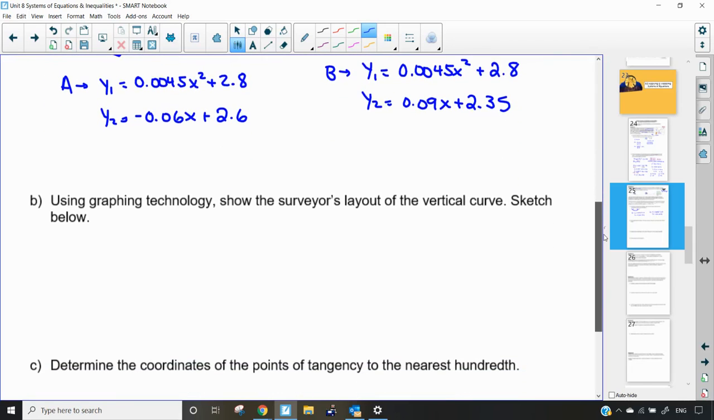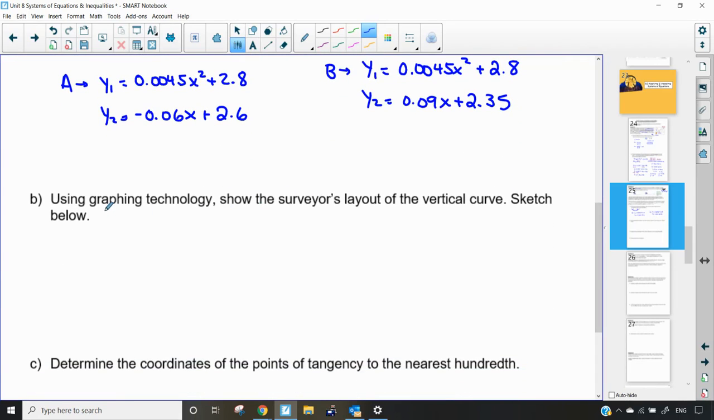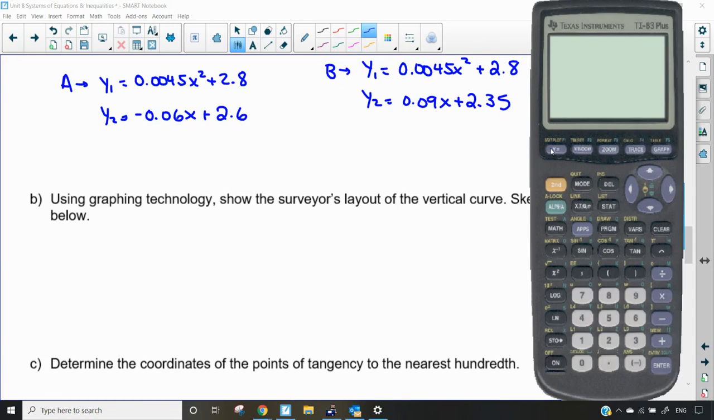So moving on to part B here, we're asked to use graphing technology, i.e. our graphing calculator, to show the surveyor's layout of the vertical curve, and we want to sketch that below. So taking a look at our calculator here, we're going to start by entering in our equations. So we've got 0.0045x² + 2.8, and then we have -0.06x + 2.6. And then we have 0.09x + 2.35. So we can graph all three equations on one graph.